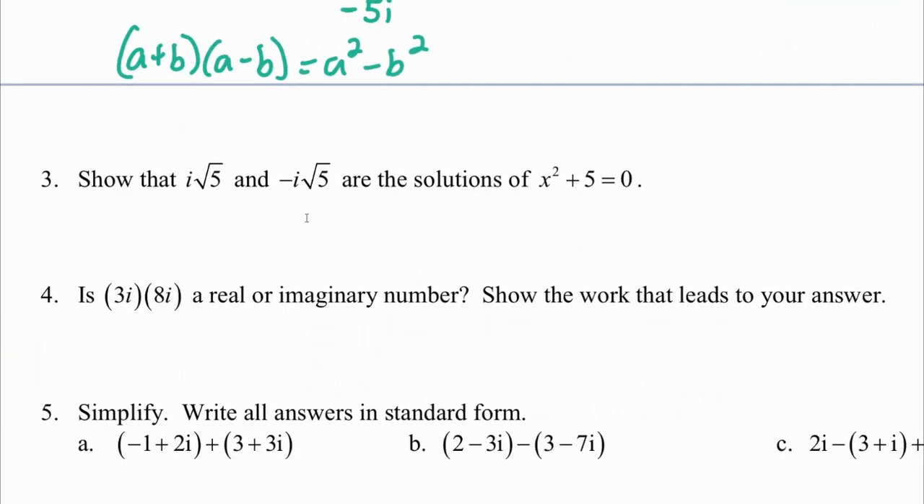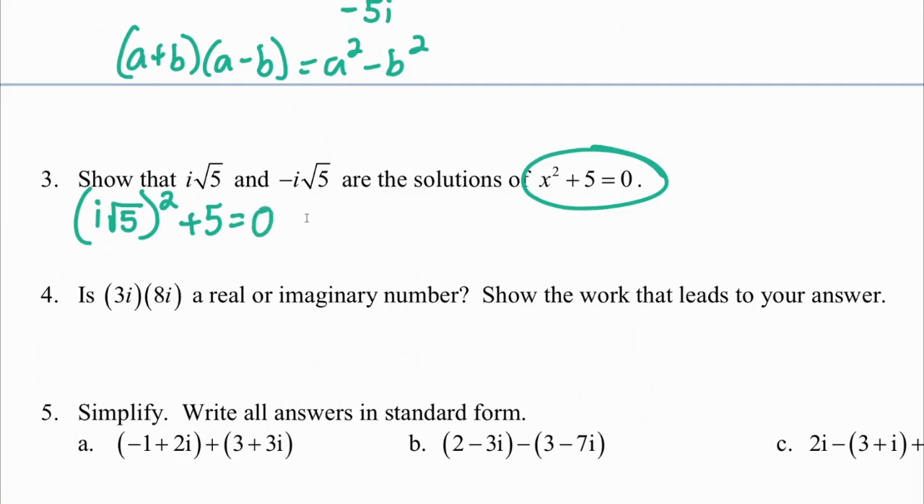So this question says, show that i root 5 and negative i root 5 are solutions. What we're going to do is plug that into this equation. So we're going to plug in i square root of 5 in for x. So i square root of 5 squared plus 5 equals 0.